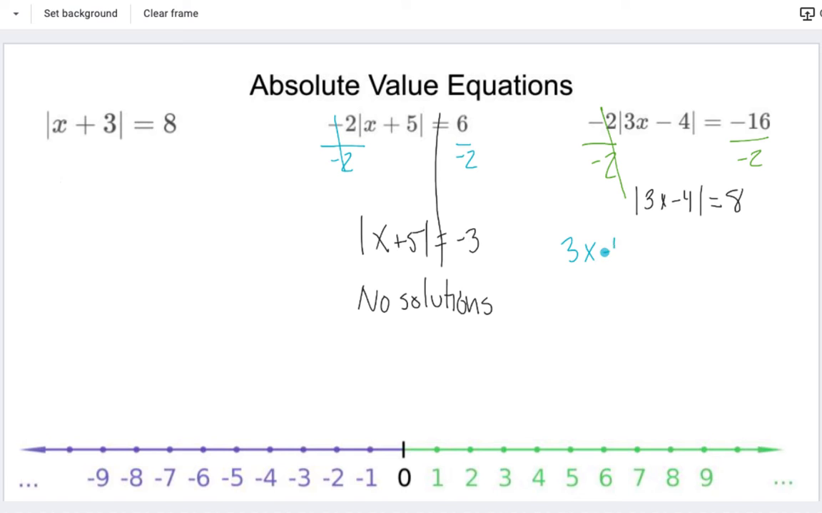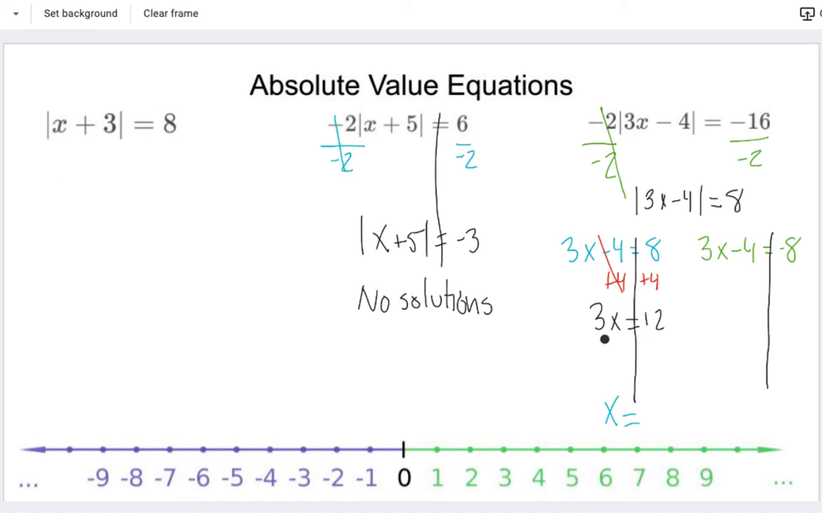So 3x minus 4 could equal 8, or 3x minus 4 could equal negative 8. So we have our left-hand side and our right-hand side. When we're done, we're going to have x equals. So we have multiplication and subtraction with our variable on our left-hand side. Since we're reversing the order of operations, we're going to eliminate the subtraction before we eliminate the multiplication. The opposite of subtraction is addition, so we're going to add 4 to both sides. Negative 4 plus 4 is 0. So now we have 3x equals 12.